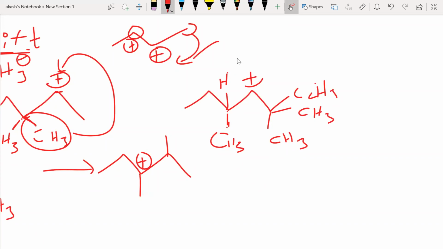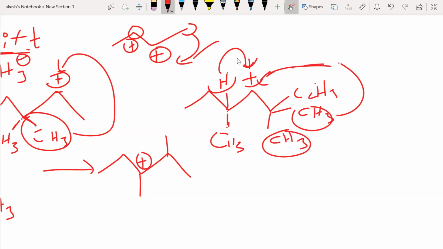Okay, so let me take this example, people, right? So now you can have shift happening from both sides, in the sense that this hydrogen can shift, a hydride shift can happen, or say any one of these methyl groups can again go and attack this carbon, the carbocation. So we'll just see what are the possibilities.